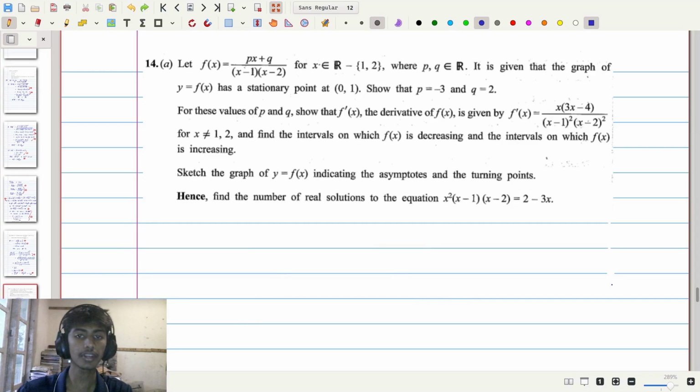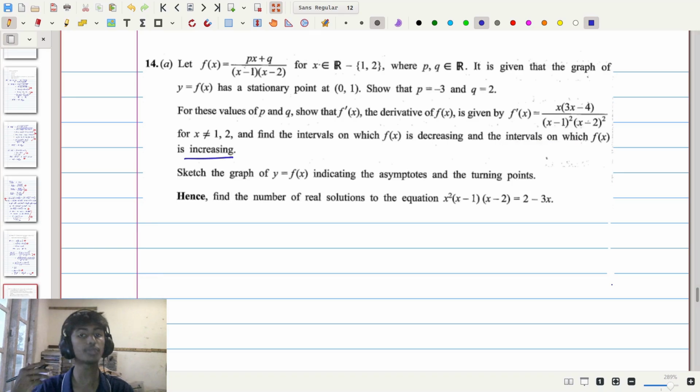Now, given this information, we are asked to show that p is equal to -3 and q is equal to 2. It then says, for these values of p and q, show that f'(x), the derivative of f(x), is given by f'(x) equal to x(3x - 4) divided by (x - 1)^2 (x - 2)^2, again for x not equal to 1 and 2. So basically every real number except for x equals 1 and x equals 2, and find the intervals on which f(x) is decreasing and the intervals on which f(x) is increasing.